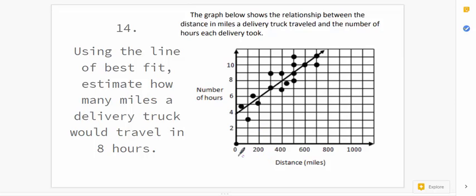So when I look for 8 hours, I see hours is on the y-axis, and here's 8 right here. So I'm going to follow that over to the line because it says use the line of best fit. So there's my line, and 8 hours would be right here on the line. So I'm going to follow that down, and it is 400 miles. So the delivery truck would travel about 400 miles in 8 hours.